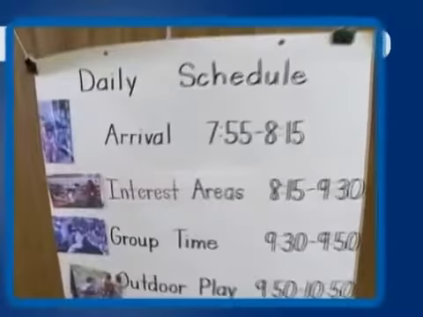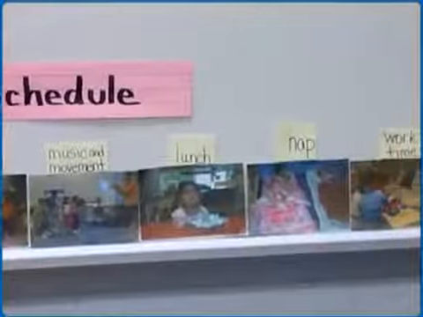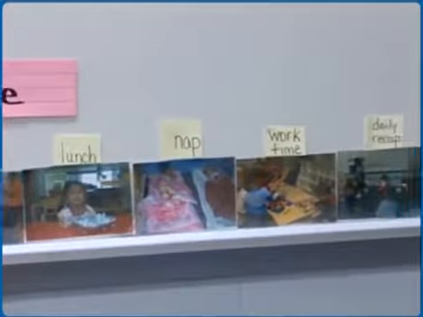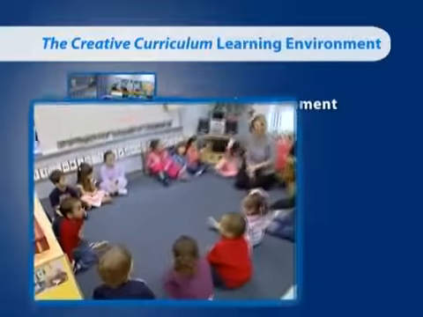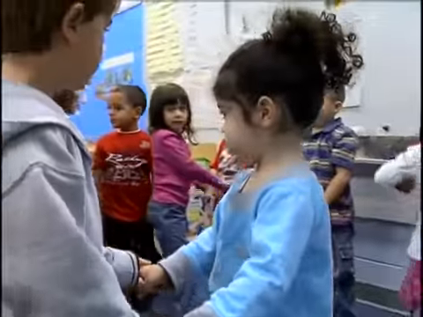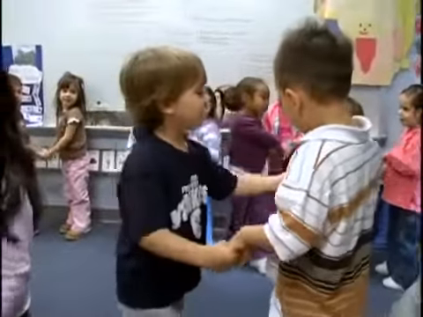A predictable structure in the form of a daily and weekly schedule allows children to know what to expect and understand what is expected of them. The classroom community, a positive social climate, helps children to feel good about school and learn from each other.